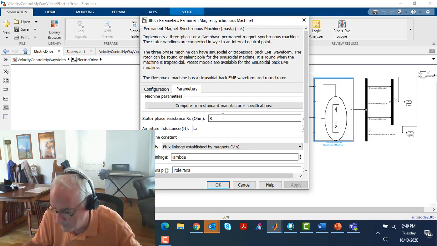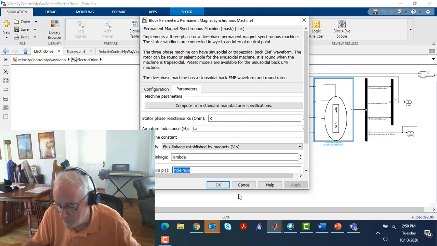From that description we've provided, we're able to assign the motor, and we define its resistance and inductance. There's our flux linkage right there, and there's the number of pole pairs.